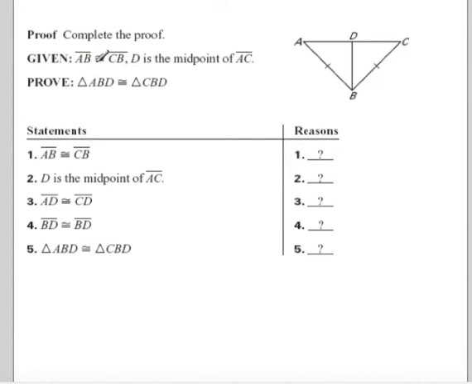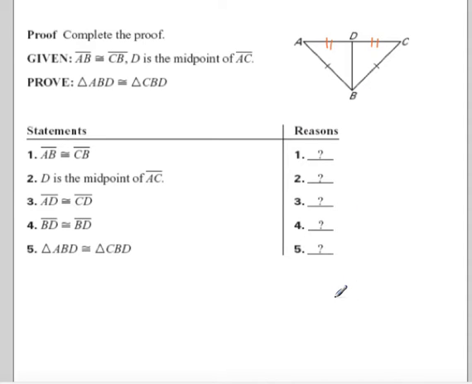They've given us that AB is congruent to CB, and they've already marked it. They've given that D is the midpoint of AC. I like to look at my picture and think about what that means. What that means is that each of these sides is going to be congruent. We will be using that in the proof, but I like to look at my picture and strategize before I jump into the proof.